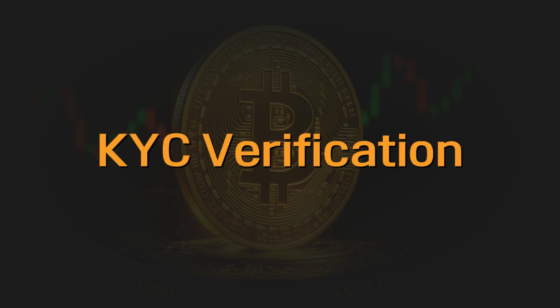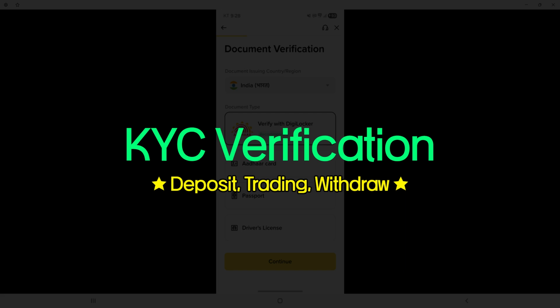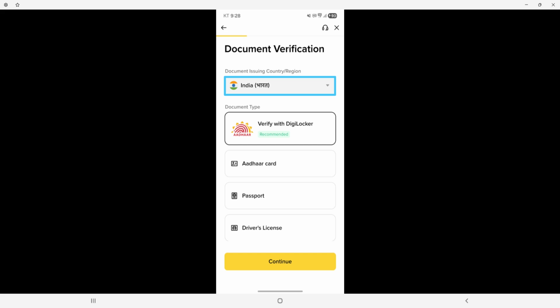Secondly, let's move on to the KYC verification process. This verification is required to enable deposits, trading, and withdrawals. Start by selecting your nationality from the list. Then choose the type of identification document you will submit. You will see several document options on the screen. For most users, a passport is usually the fastest and easiest option.